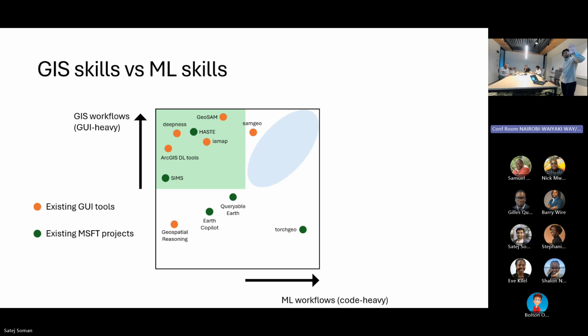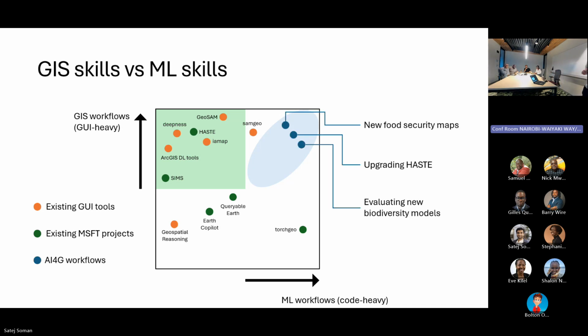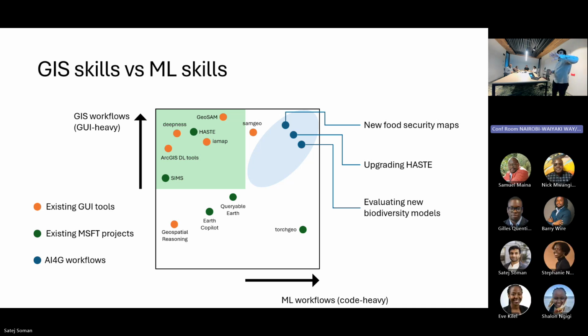That being said, I think there's a lot of opportunity to build tools for people who are both pretty ML savvy and pretty GIS savvy. A lot of the workflows and domains that I mentioned at the beginning of the talk fall into this area: building new food security maps, upgrading the backbone of the user-facing tool to figure out what a better machine learning model for building damage detection is, or just evaluating new biodiversity models. Those require both a lot of ML savviness and a lot of GIS savviness, but there's very little tooling in this space. So this is the quadrant that our tool tries to target.